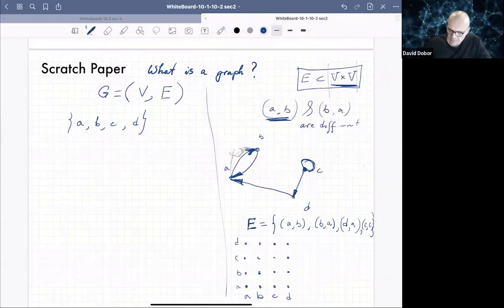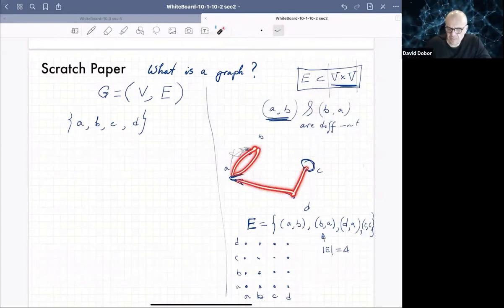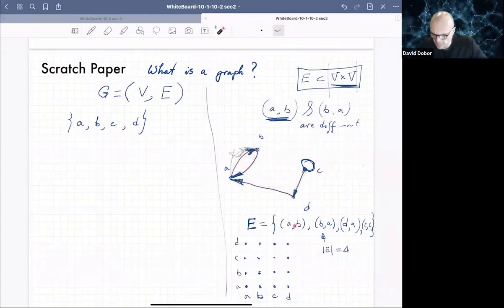So here, in this example, the number of elements in E was 4. These are these 4 edges. This one, this one, this one, and this one. Actually 5, right? A, B, C. Well, what am I missing? D, A, C, D I'm missing. So I have an edge C, D as well. So I have 5 elements.